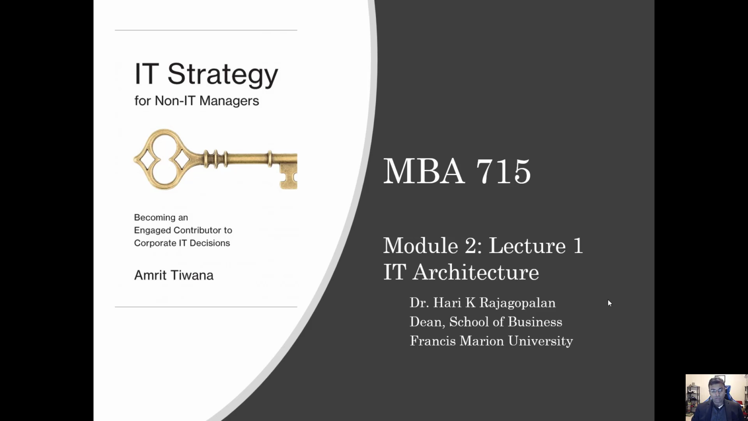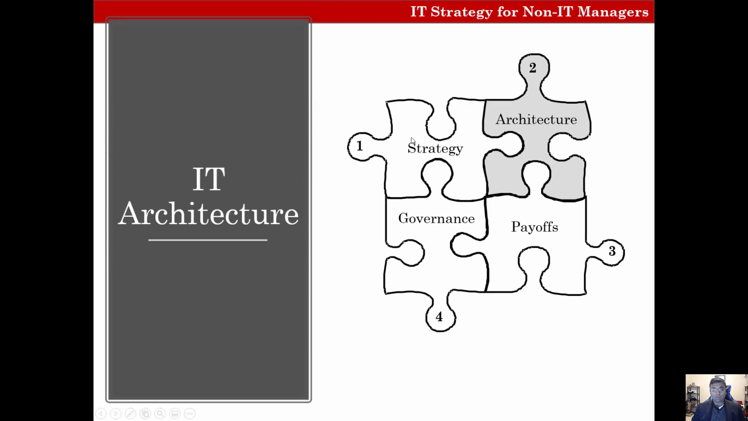We come to Module 2, which talks about IT architecture. In this, we will look at the blueprint of IT assets in a firm's IT portfolio, and we'll talk about what they do and how they interact. We talked about IT, spent a lot of time on the first module on IT strategy, and now we are moving on to architecture.